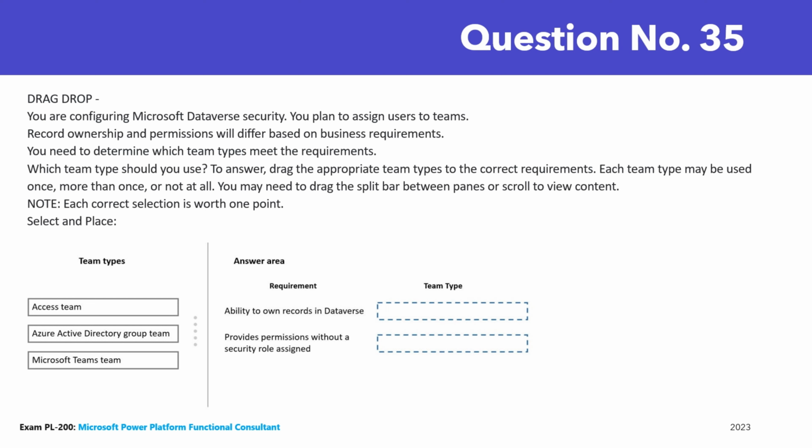To answer, drag the appropriate team types to the correct requirements. Each team type may be used once, more than once, or not at all. You may need to drag the split bar between panes or scroll to view content. Note, each correct selection is worth 1 point. Select and place. Correct answers. Ability to own records in Dataverse: team type Microsoft Teams team. Provides permissions without a security role assigned: team type access team.